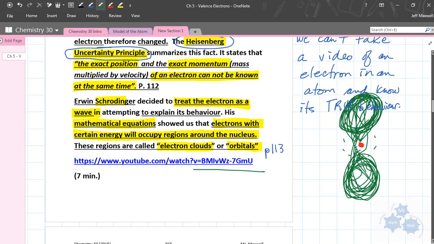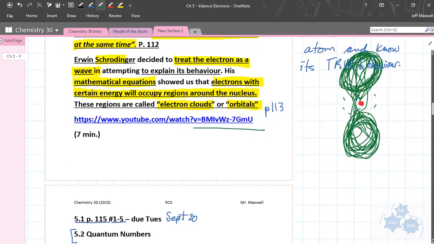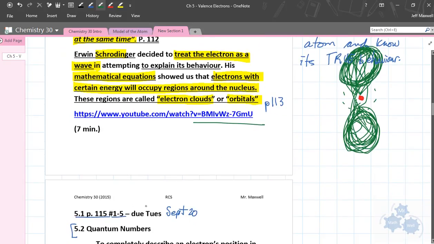So that's the first part of the notes for Chapter 5. I did ask that you do these questions from the textbook right down here, and September 20th may not be applicable to when you're watching this, but these are the questions I'd like you to do from the textbook, and then we'll take a look at 5.2 and talk about quantum numbers next lesson.